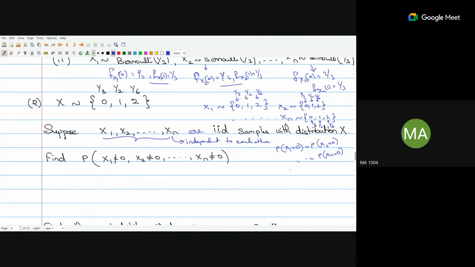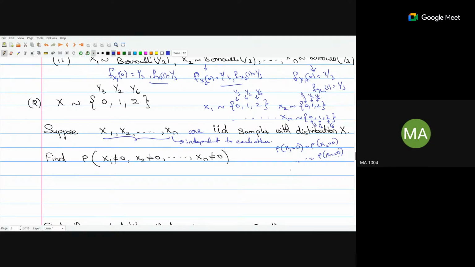Because every random variable X1 to Xn follows the same distribution as X, whatever probabilities you compute for X1 to Xn, you can replace them with X. Let's observe while we do this problem, and we will get much more clarity. What I want is the probability that X1 not equals 0, X2 not equals 0, and so on, Xn not equals 0.